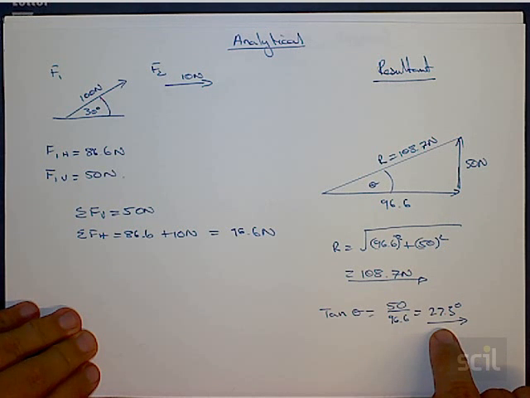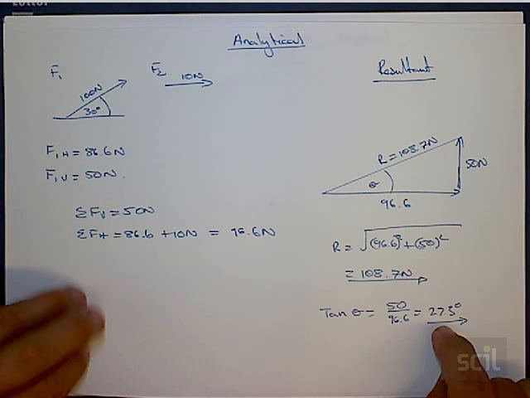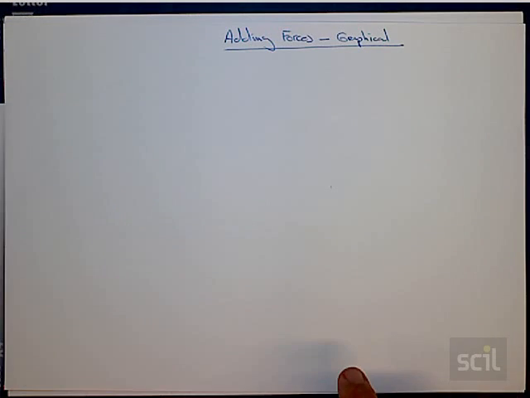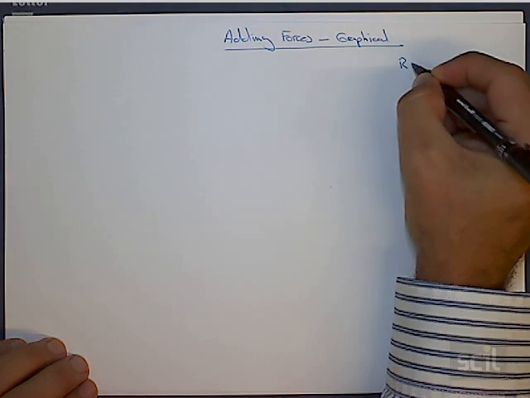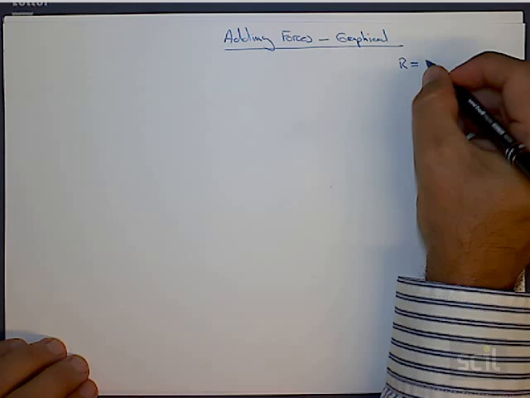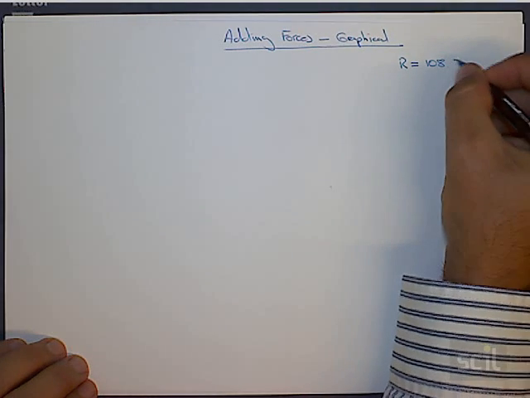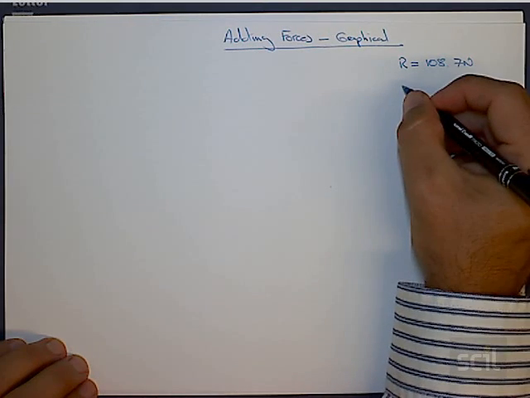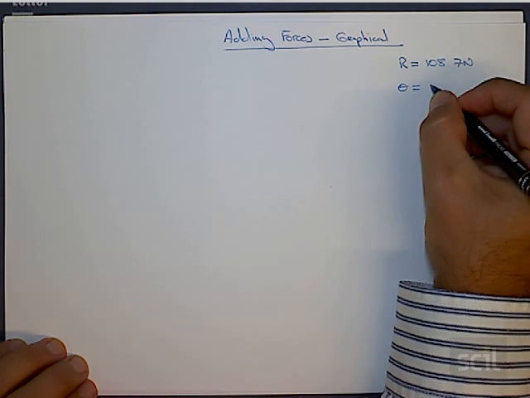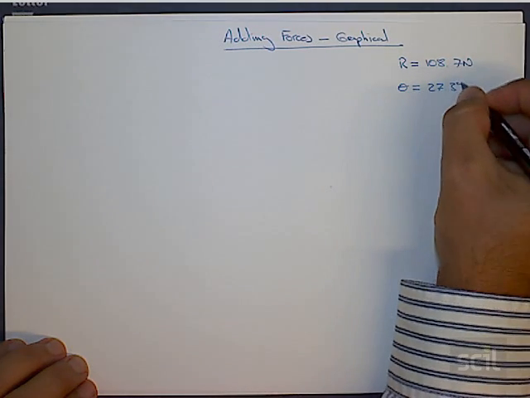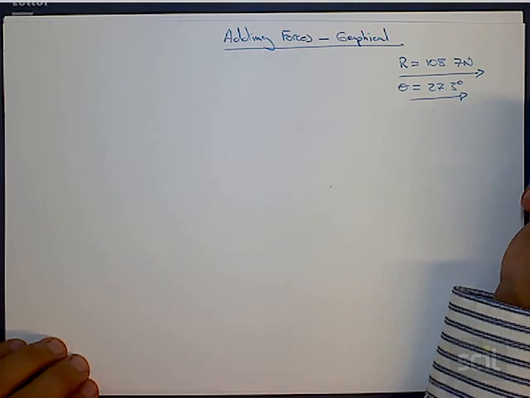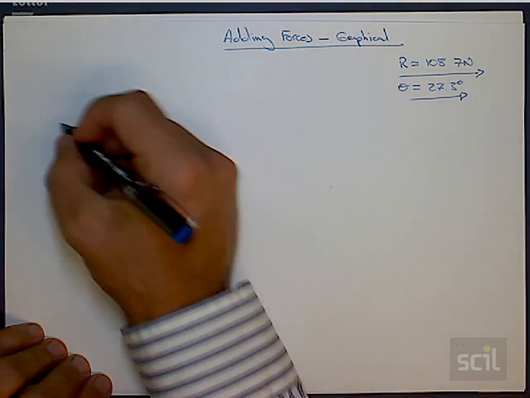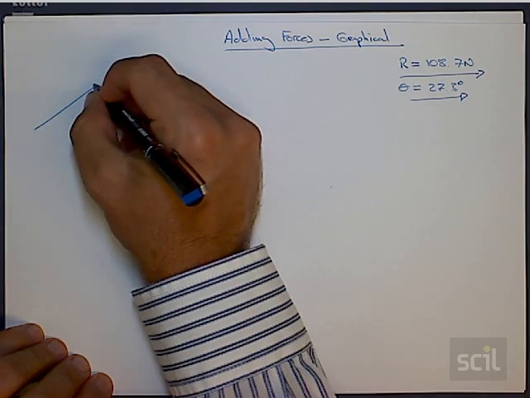force was. So taking that into our next question, what I'm going to do is write out the answer at the top. The resultant force should equal 108.7 newtons, and the resultant angle should equal 27.3 degrees. So that's what we've worked out mathematically. Let's do the same question again though, using a graphical method.